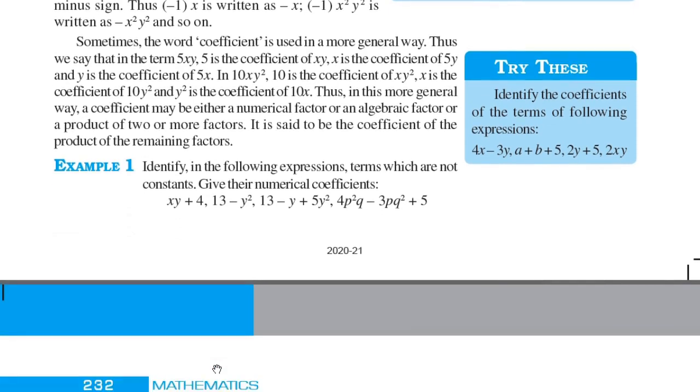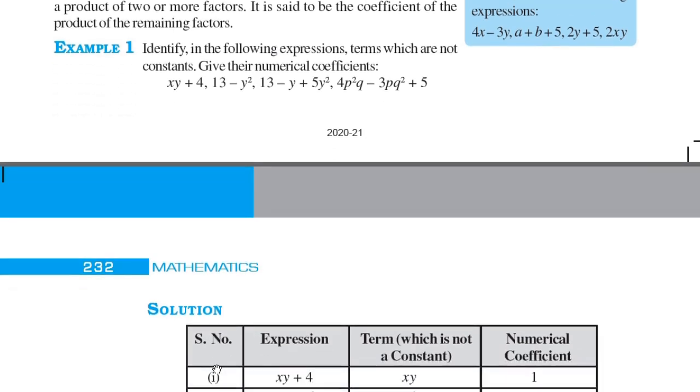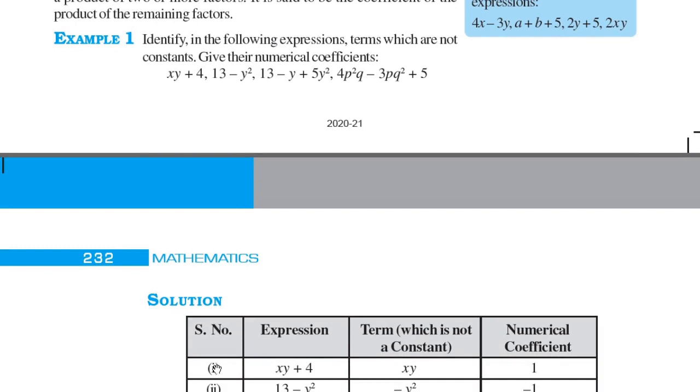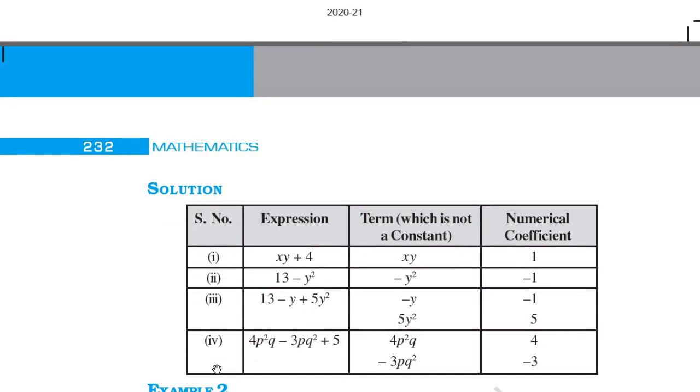Example number 1 we are doing here. Identify in the following expressions terms which are not constants. Give their numerical coefficient. So you can see here 4x plus xy plus 4, 13 minus y square, and so on. There is a serial number and there are expressions. Here is the term which is not a constant: xy is not a constant, it's a variable, so it is written here as xy. The numerical coefficient is written as 1 because before xy there is 1. And here you can also see 13 minus y square. So minus y square is the term, and the coefficient is minus 1. Before the variable there is minus 1. So you can see minus 1.